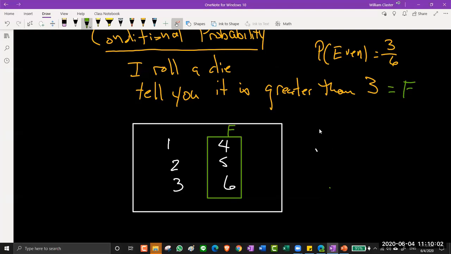Now I ask you again, what's the probability that it's even? So after I roll it, and then I tell you that F has occurred, I tell you that it's greater than 3. Now I again ask you, what's the probability that it's even? 2 over 3. How many people, let's have a poll.